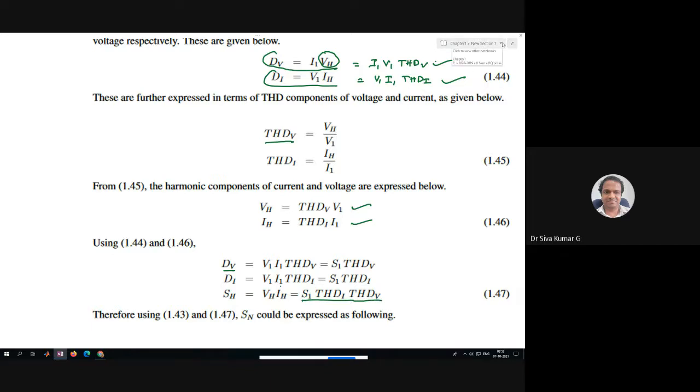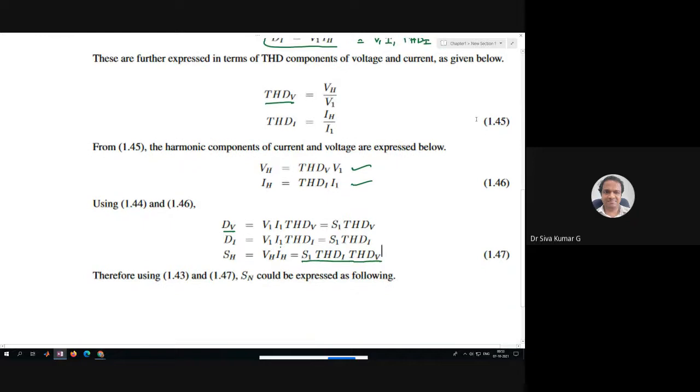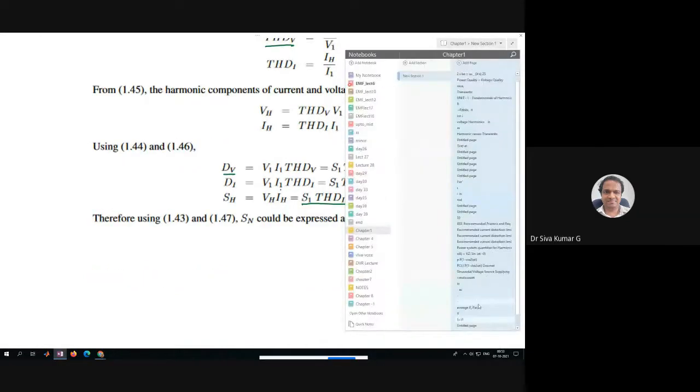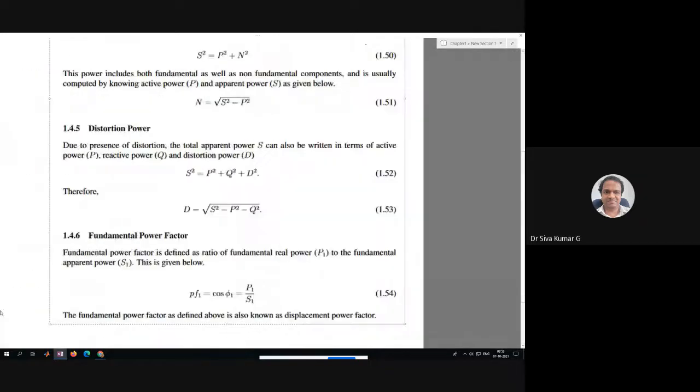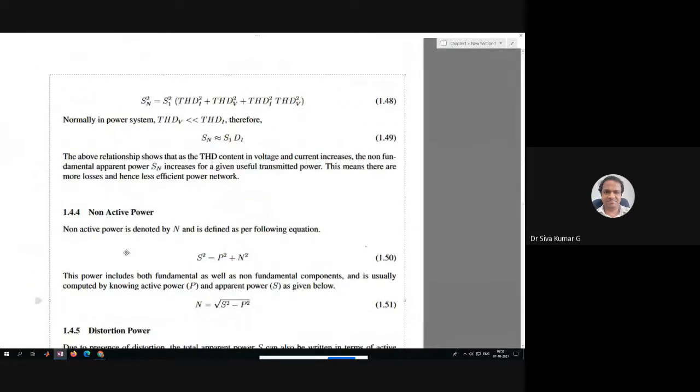Now the Sn term is expressed in this kind of equation. Sn is equal to S1 times the square root of 1 plus THD in current squared plus THD in voltage squared plus their product. Okay, this is one of the equations. Generally, how does this non-useful apparent power relate with the THD in current and THD in the voltage?